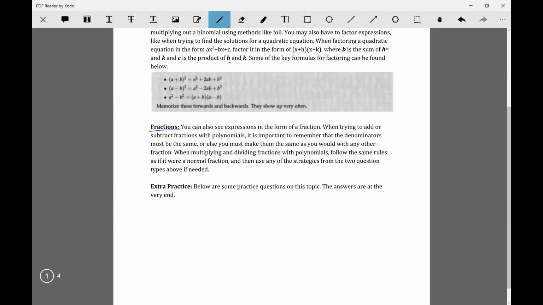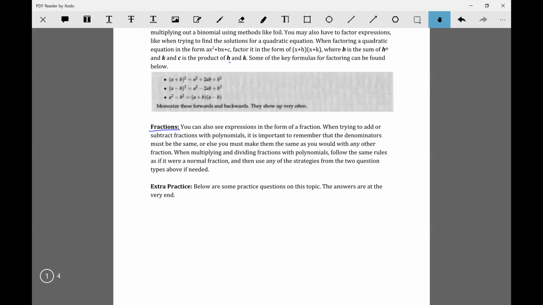The final question type we're going over today is fractions. So this is basically where you get an expression in the form of a fraction. And like we all know with normal fractions, in this case it'd be in polynomial form. One of either the numerator, denominator, or both numerator and denominator would be an expression.